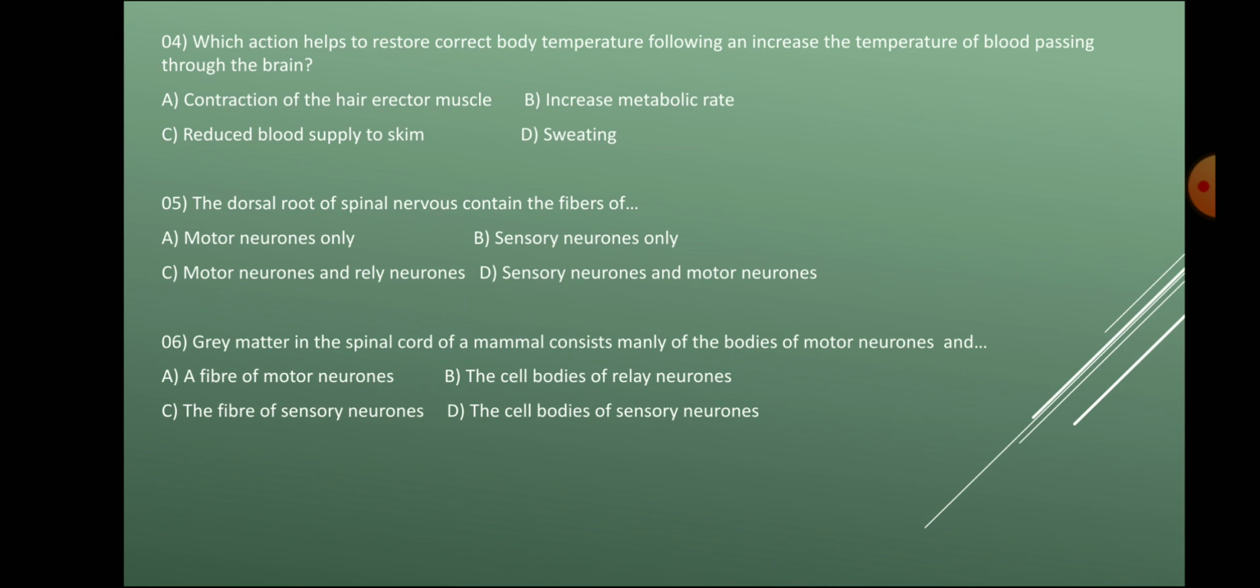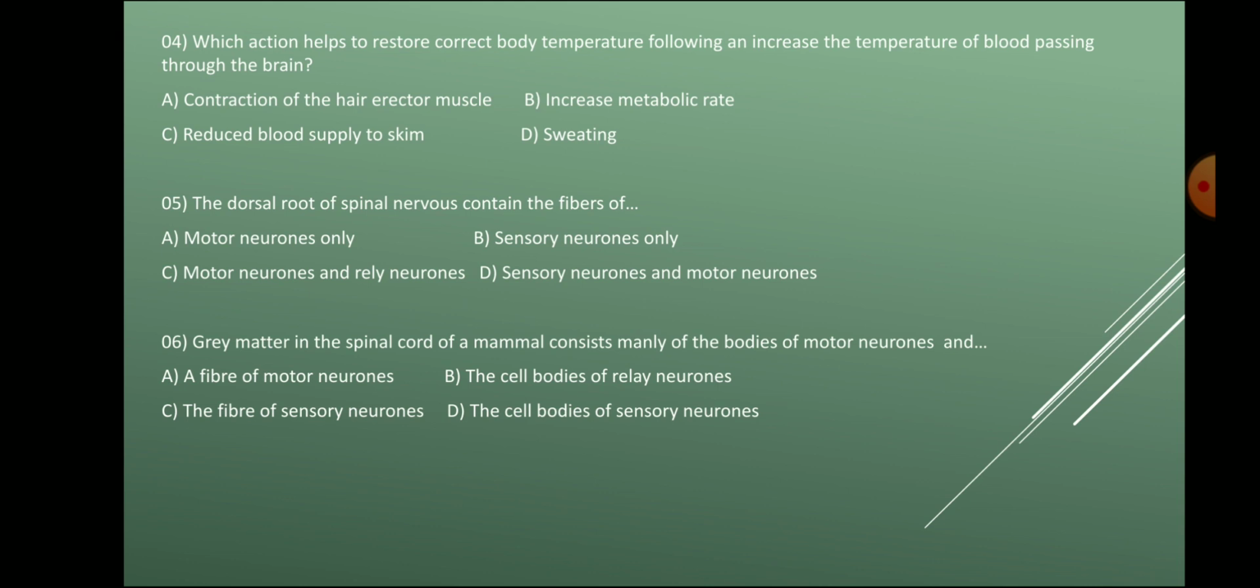Next question, which action helps to restore correct body temperature following an increase in the temperature of blood passing through the brain? Option A, contraction of the hair erector muscle; B, increased metabolic rate; C, reduced blood supply to skin; and D, sweating. So the correct option is sweating.